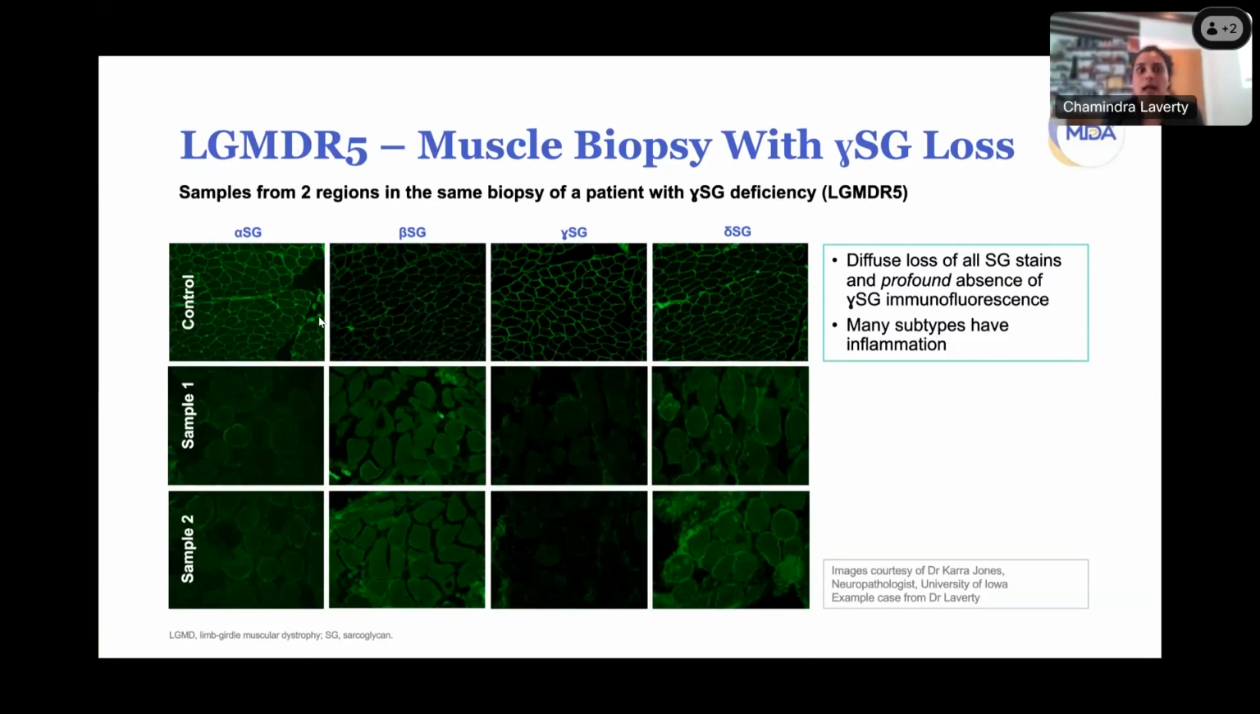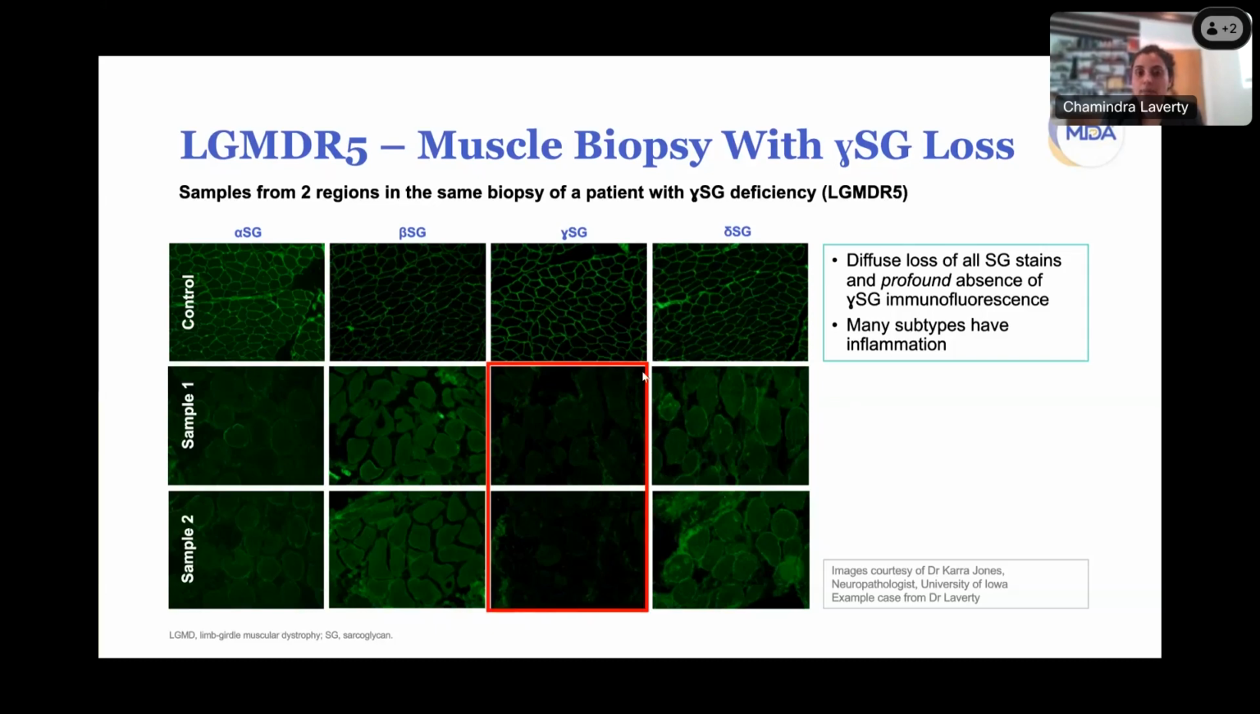Kara Jones. And you have alpha, beta, gamma, and delta sarcoglycan. The first panel is a control sample. You can see very nice bright green immunofluorescence staining, highlighting the edges of the muscle cell in all the panels for all the subunits of sarcoglycan. This is sample 1 taken from my patient, and this is sample 2, two different parts of the muscle. You can see there's decreased staining of alpha, beta, gamma, and delta in my patient's muscle biopsy.